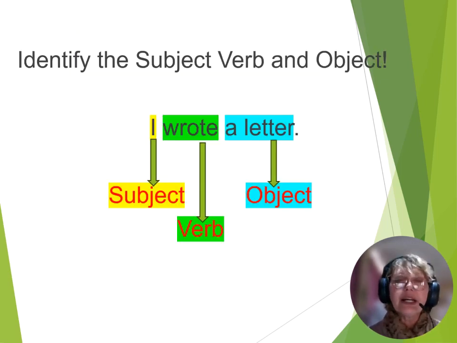To be able to write these sentences, you need to identify subject, verb, and object. I is the subject, wrote is the verb, and a letter is your object. Now what will happen is you will be able to swap your subject and object around because here we have a transitive verb.